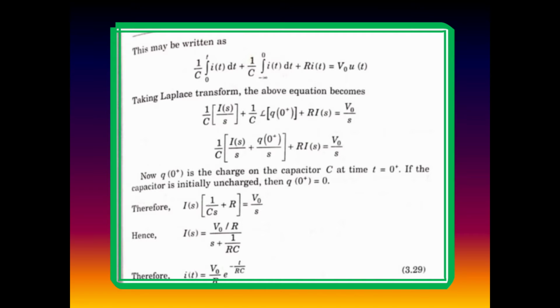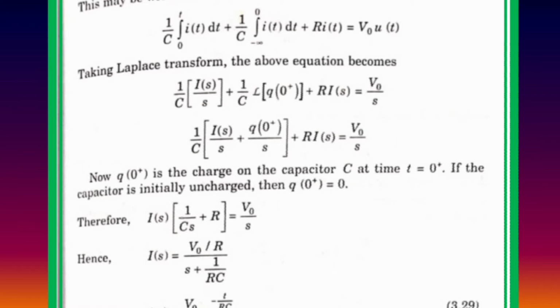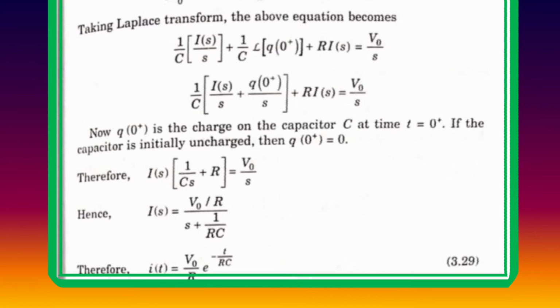I am taking I of s on one side and the other terms on the other side. So I get I of s equal to V naught by R divided by s plus 1 by RC. When you take the inverse Laplace transformation of this equation, we get i of t equal to V naught by R, as a constant, and for 1 by s plus 1 by RC you take e power minus t by RC as the inverse Laplace transform. So when you give a step input signal V naught into u of t, you get the output i of t equal to V naught by R into e power minus 1 by RC into t.